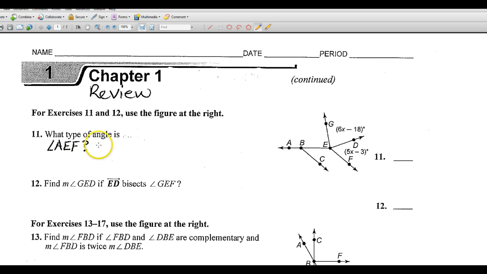Number 12, find the measure of GED if ED bisects GEF. So what we want to do here is, if this is the angle bisector, then it's going to split the angle into two congruent angles. So those two angles are congruent. If they're congruent, we set their expressions equal to each other and solve for x.